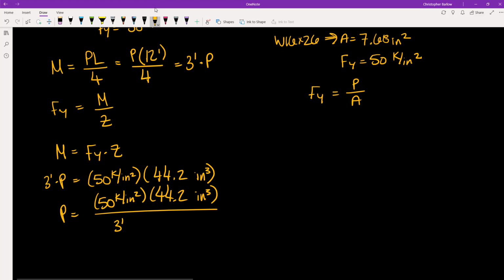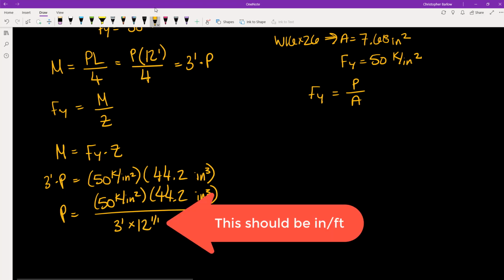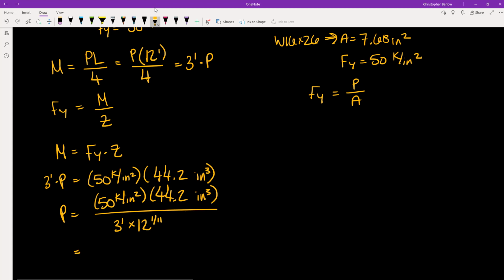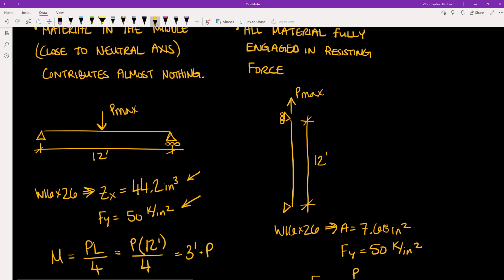We rearrange this one more time. We make sure our units are consistent. And here we get 61.4 kips. So if we apply a force greater than 61.4 kips at midspan of this beam, we will create yielding in the member, and that member would fail.